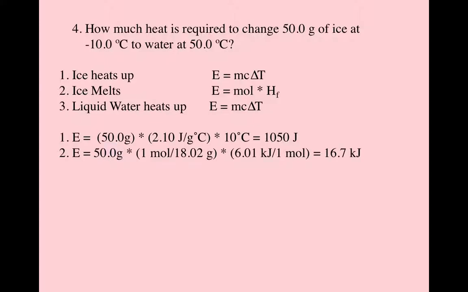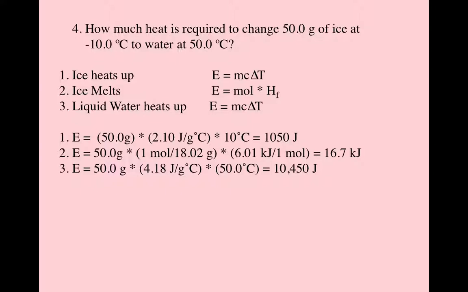Now we go to step 2. We're given the 50 grams of ice. This time we got to convert from grams to moles, so we divide by 18.02 grams per mole, the molar mass of water. Probably you're kind of memorizing that number at this point. We're going to be using it a lot, this unit. And then we're going to multiply by the heat of fusion, which is 6.01 kilojoules per mole. So now we have grams canceled out. Now we have moles canceling out. We're left with a unit of kilojoules. And when you multiply all these numbers together here, you get 16.7 kilojoules.